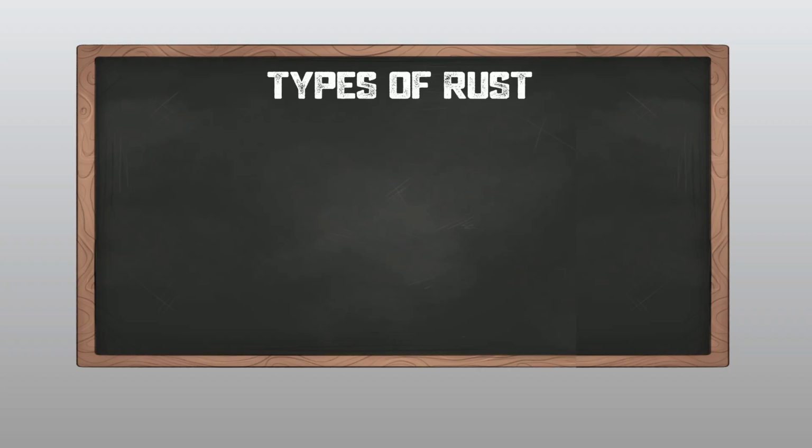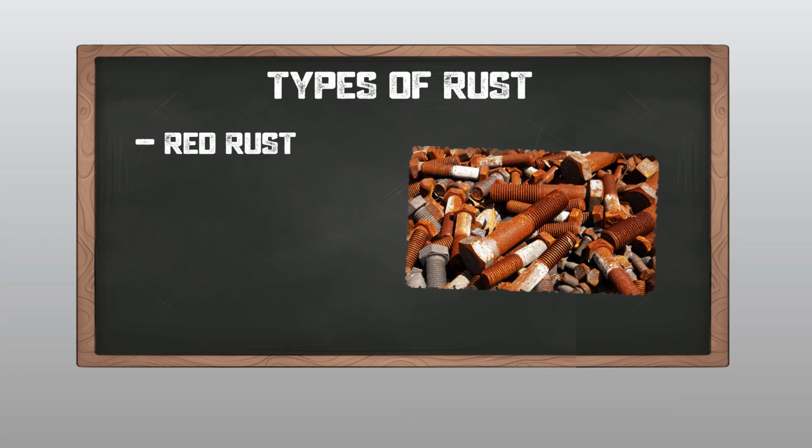So there's red rust. It's the most common type of rust, the type that is probably outside on your minivan right now. Go ahead, go check it out. It's out there, trust me. We'll wait. That was red rust.